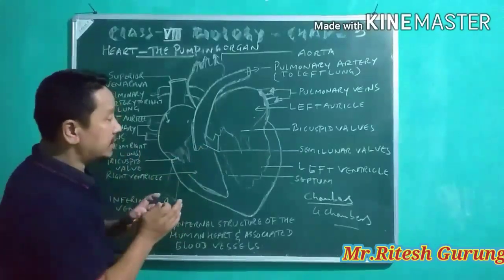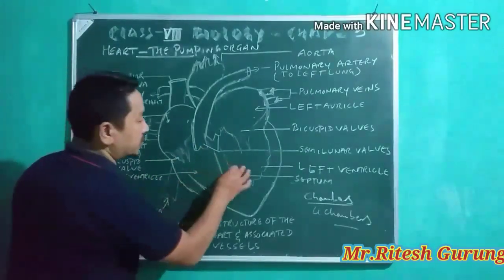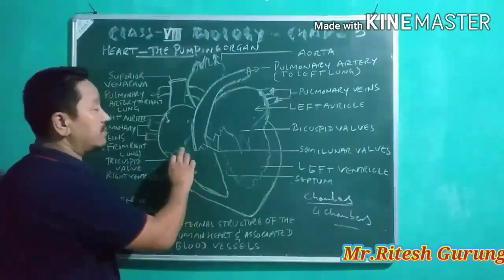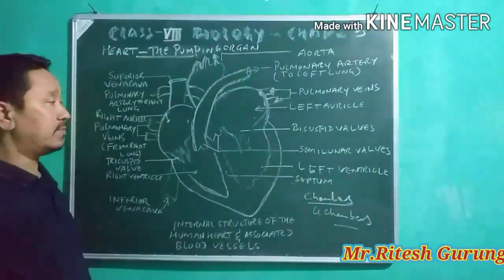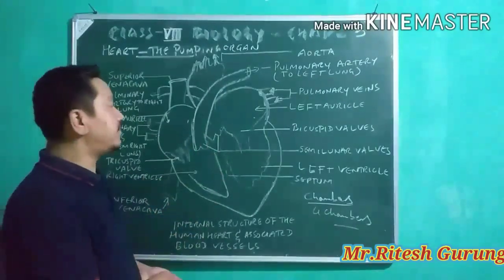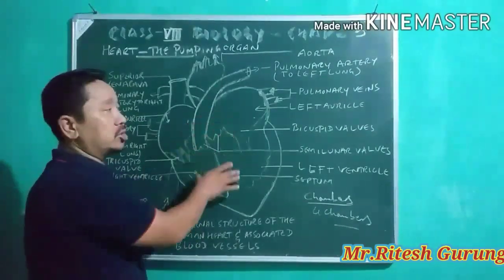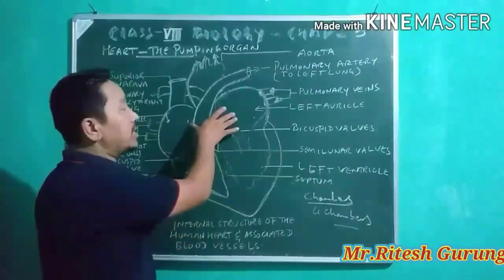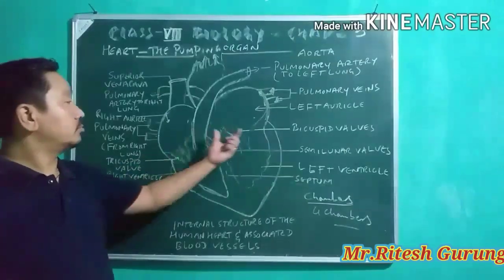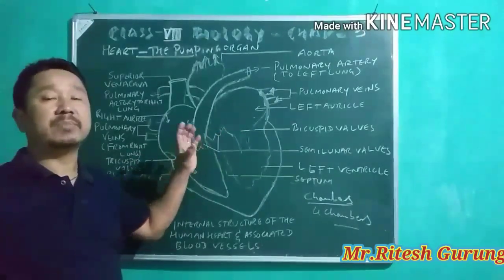Another thing you see here is that the left auricle and right auricle are separated from the lower chambers of the heart by means of valves. That means auricles and ventricles are separated by means of two types of valves.